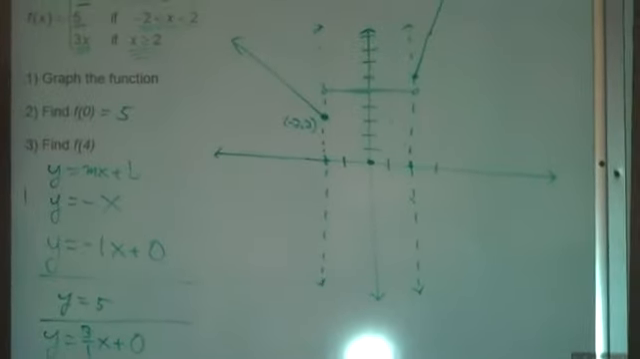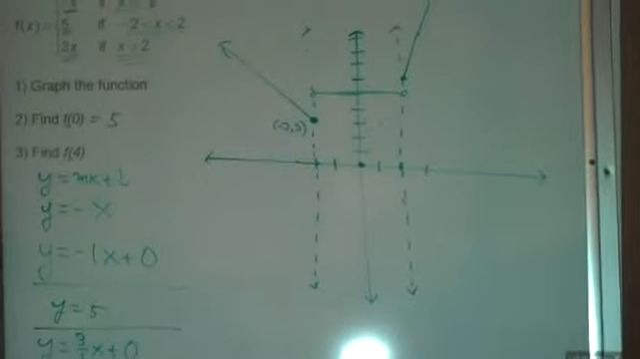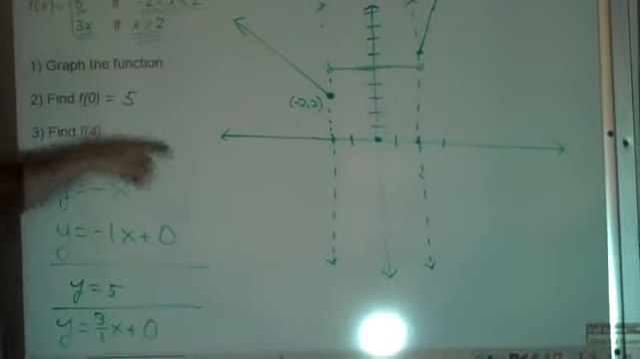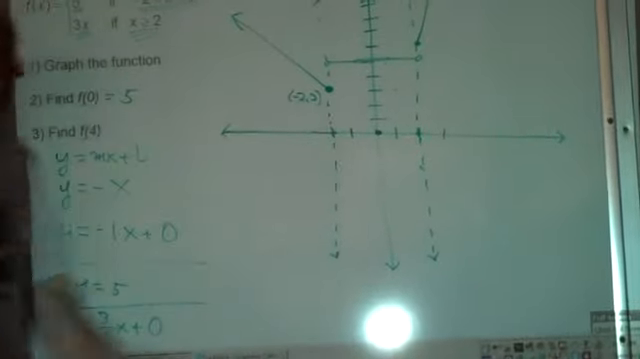Is it undefined? No, it's a slope of 0. Vertical lines are undefined. Okay, f of 0 is 5 because 0 lives in the middle, and this is the function that lives in the middle. This is the line that's there.